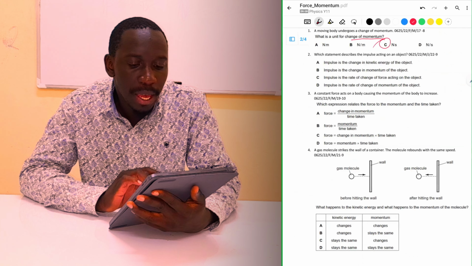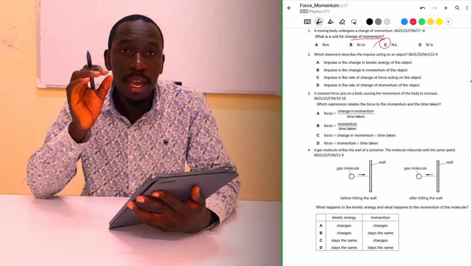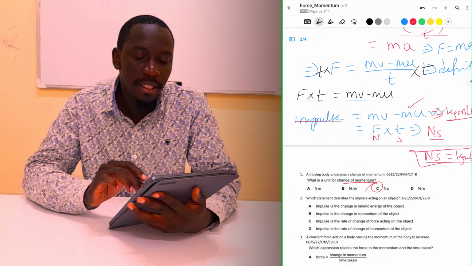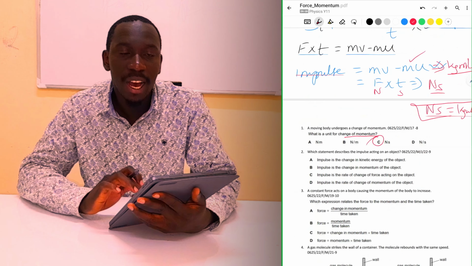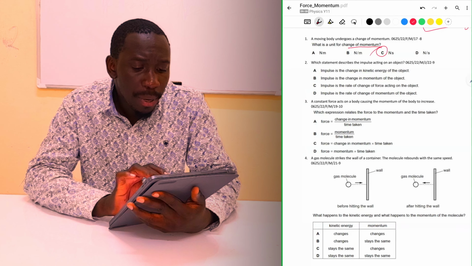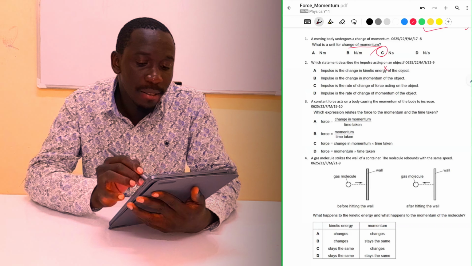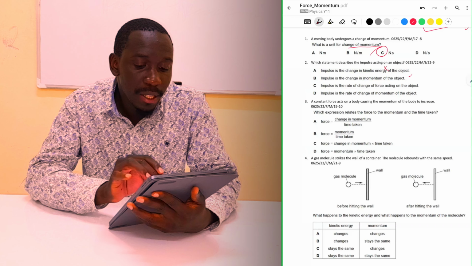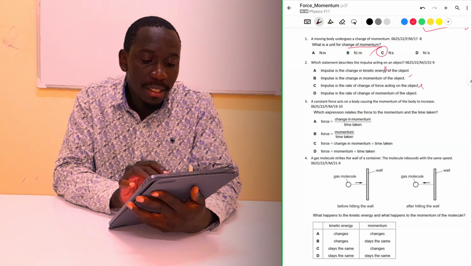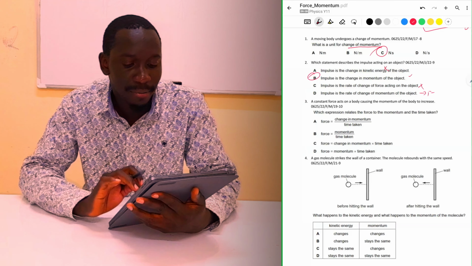Which statement describes the impulse acting on an object? We already know impulse is defined in two ways, either as the change in momentum or as the product of force and time of impact. So, impulse is the change in kinetic energy? No. Impulse is the change in momentum of an object? Impulse is the rate of change of force acting on an object? No. Impulse is the rate of change of momentum? The rate of change of momentum is force. That means our answer is B.